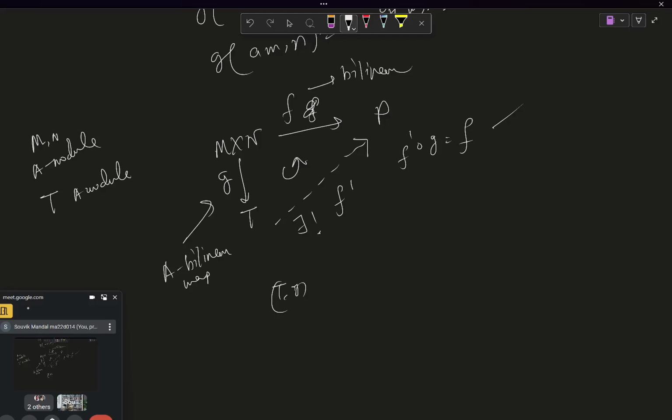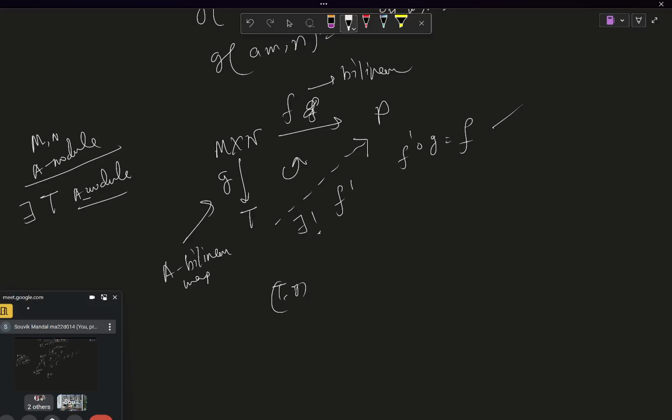M and N are A modules, and T is another A module? No, T is not another A module. Look at the statement. Suppose M and N are two A modules. There exists a T module. It is not random; it is some A module connected with M and N. There exists a pair T, G consisting of an A module T. That's the point.